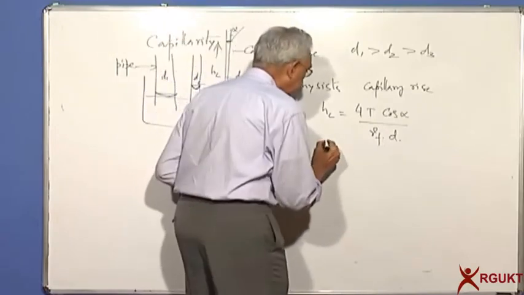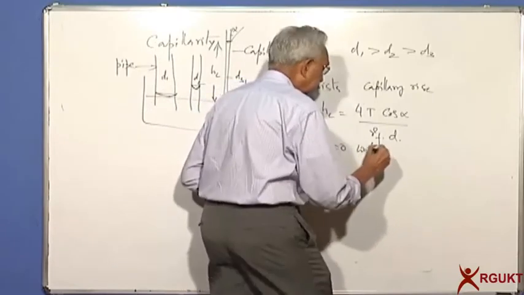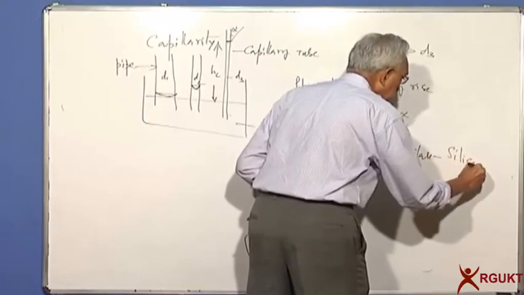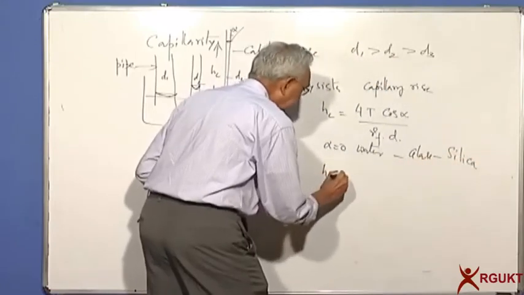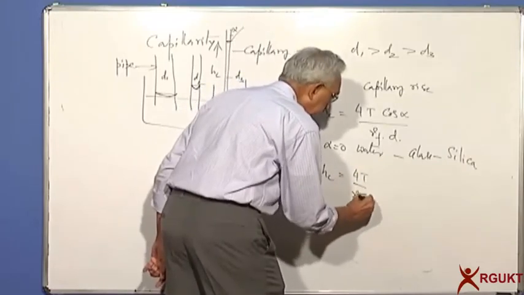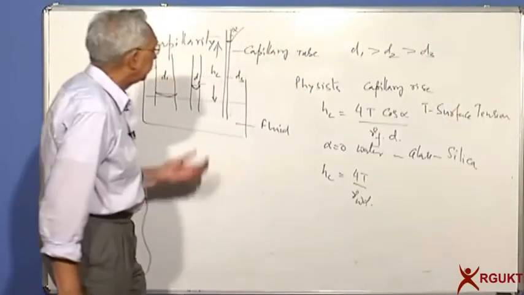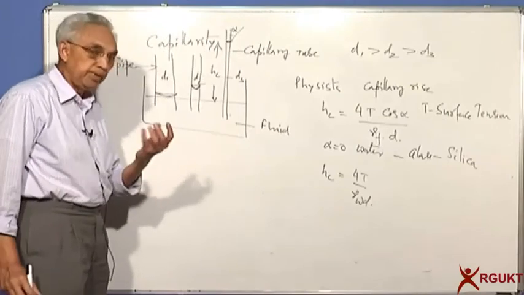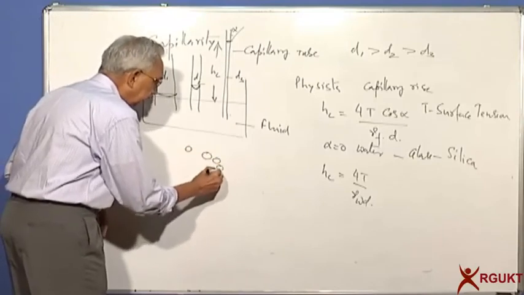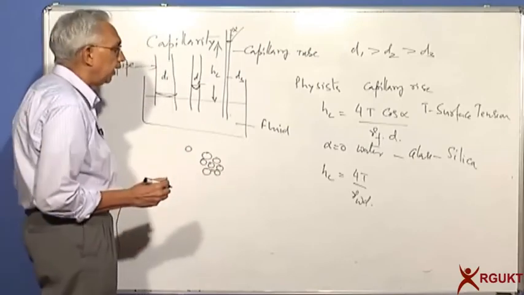Now we can say that alpha is equal to 0 for water with respect to glass, which is the same as silica. So I'll replace it: Hc is equal to 4T by gamma W. T is called the surface tension. Now this is with a tube. In the soil, we don't have a tube, but what we have is the void space. You have all these particles. So the diameter or the size of the void matters.